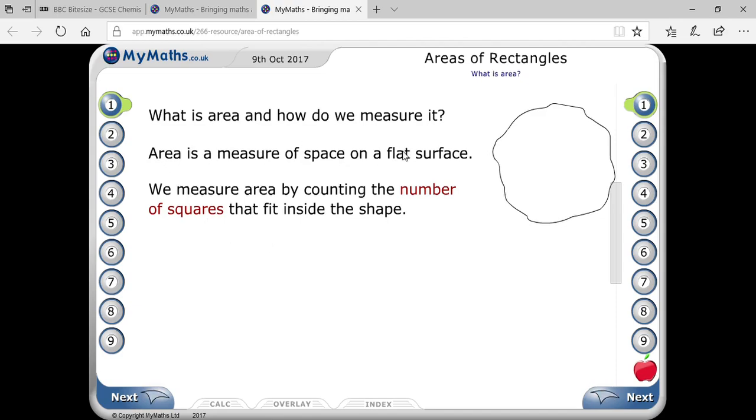It's another definition you can see here. Area is the measure of space on a flat surface. Flat surface means 2D. In almost every math class, I explain to each student the difference between 2D and 3D. In a 2D or two-dimensional figure, there will be only length and width, or length and breadth. In a 3D figure, there is length, breadth and height.